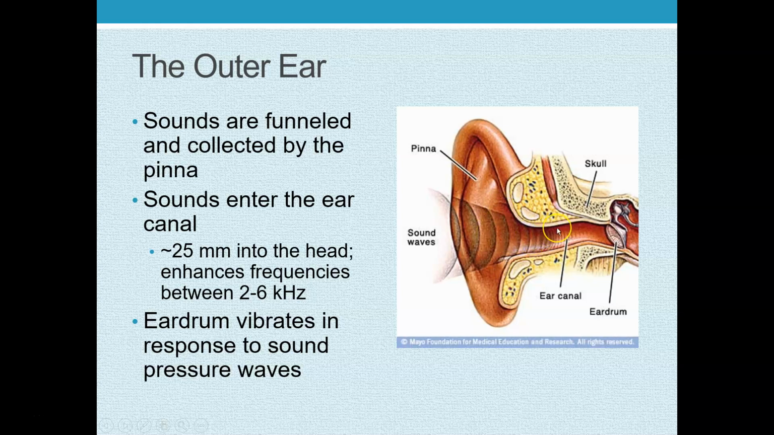Sounds are going to enter the ear canal. The ear canal extends about 25 millimeters into the head, and it actually enhances frequencies between 2 kilohertz and 6 kilohertz. So that's 2,000 hertz through 6,000 hertz. And then finally, as the sound waves get filtered into the ear canal, they will cause the eardrum, or the tympanic membrane, to vibrate in response. And this is going to become really important for the middle ear.